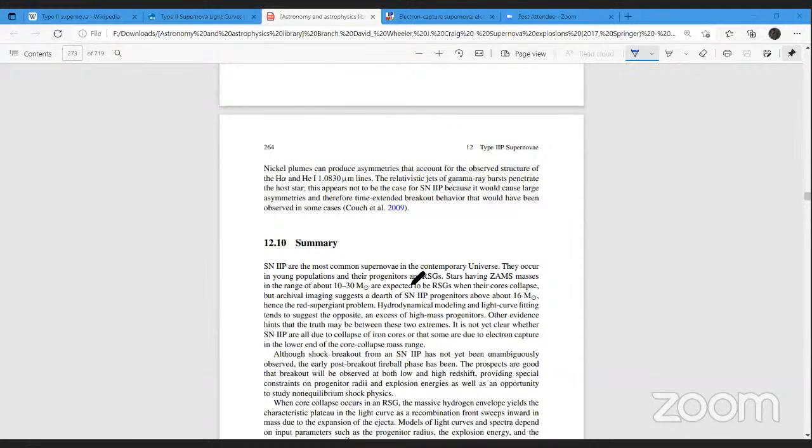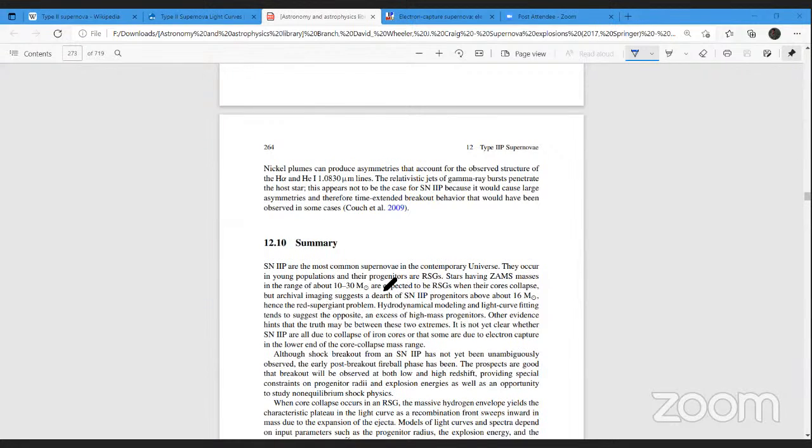So yeah, let's move on. Supernovae type 2P are the most common supernovae in the contemporary universe. What does this mean? It means the probability of occurrence of type 2P supernovae is greater than 50% compared to the other types of type 2 supernovae. They occur in young populations, and their progenitors are red supergiants.